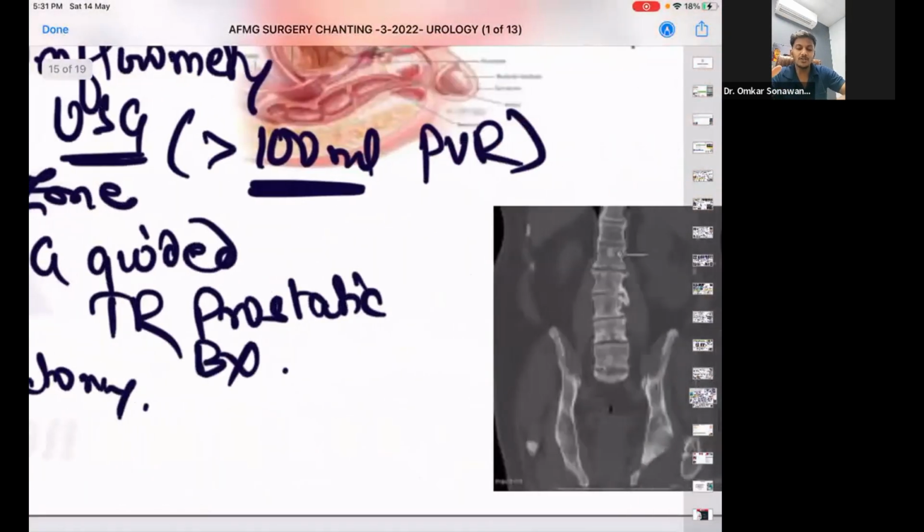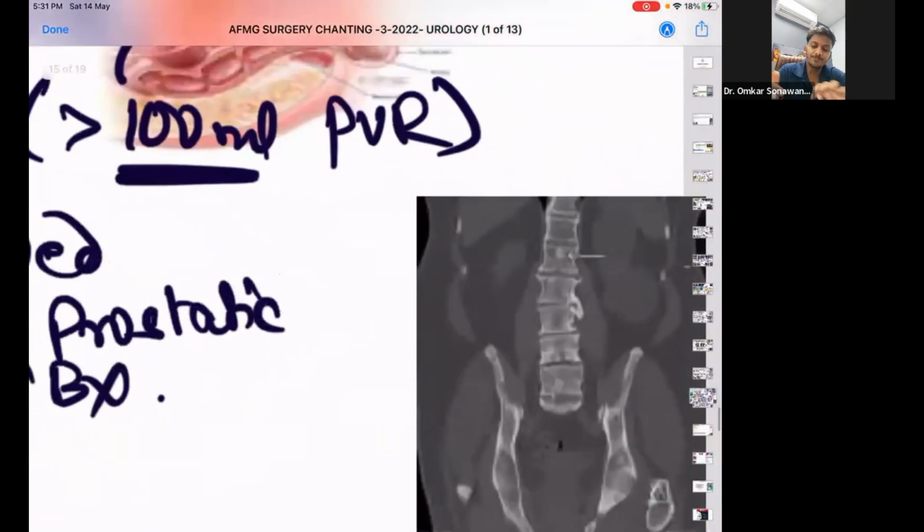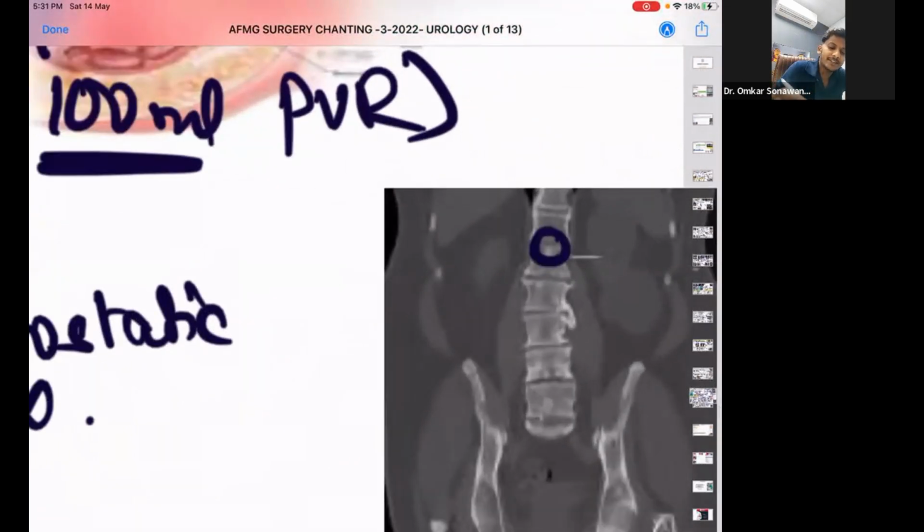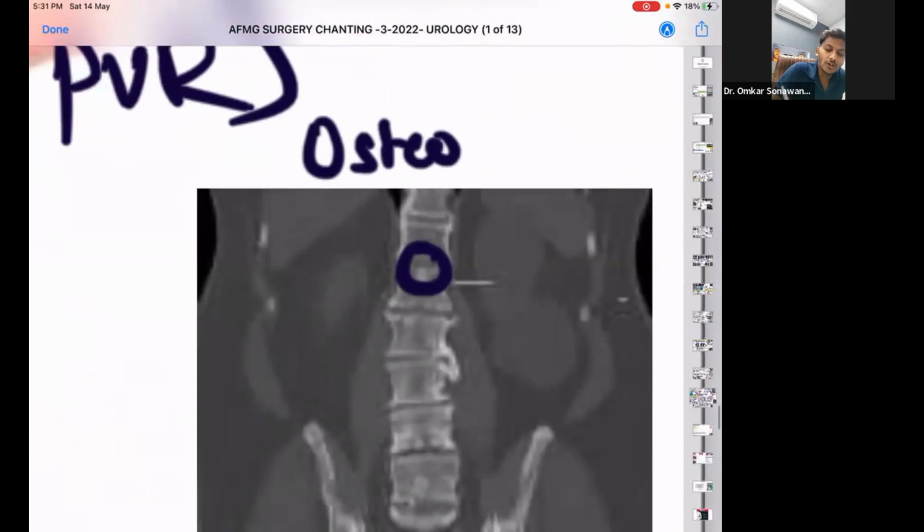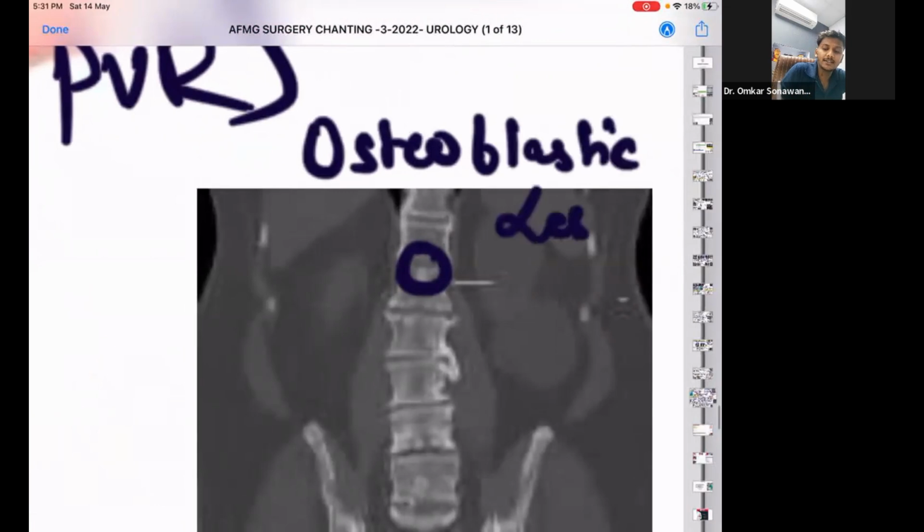If I talk about this image over here, you can see which type of lesion? You can see osteoblastic or osteoclastic lesions. These are whitish regions visible on the CT. So definitely these are osteoblastic lesions, these are blastic lesions.